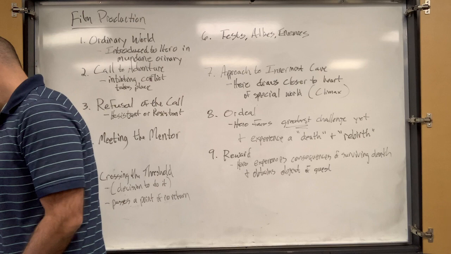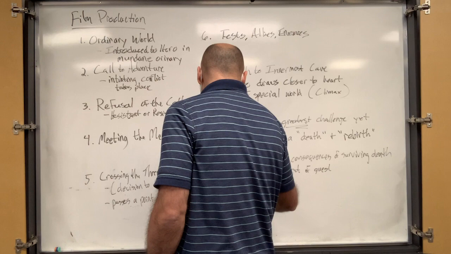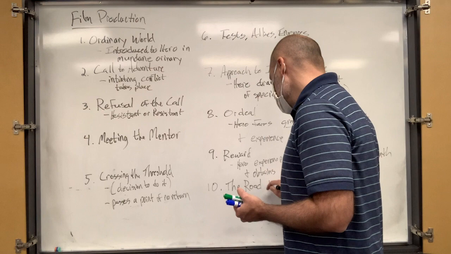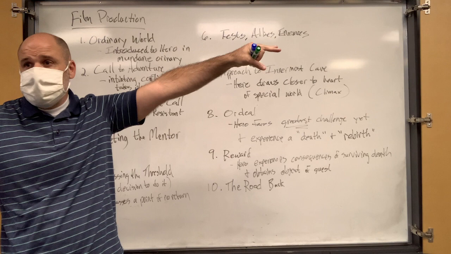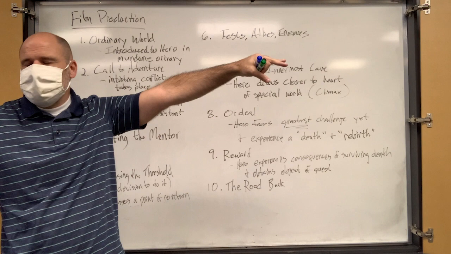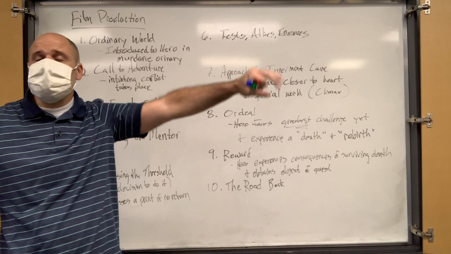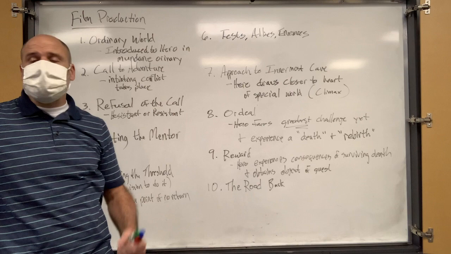So after the reward, you've got the road back. In The Hobbit, there's another war and things that happen, but this road back is really important. You can't just end it at that place. Now in Peter Jackson's movies, the endings are so long. The whole ordeal with Bilbo, with Frodo at the end, and they sail off into the horizon. That's just too much. I mean, just end the movie already. But you have to have some kind of return home or way back. This is the road back.